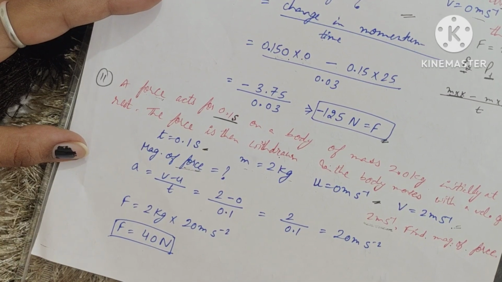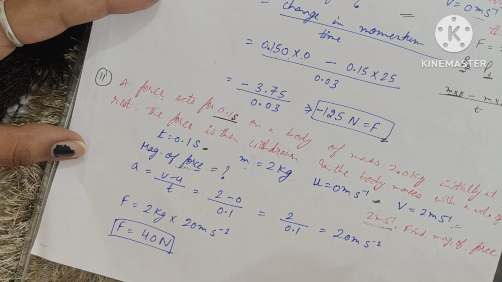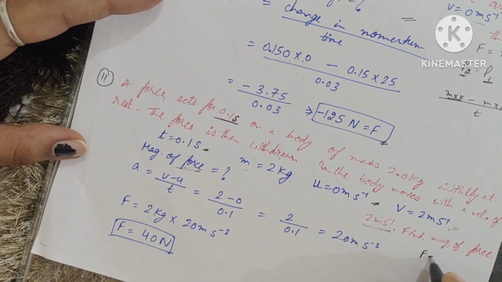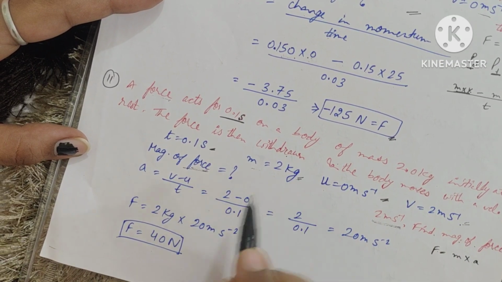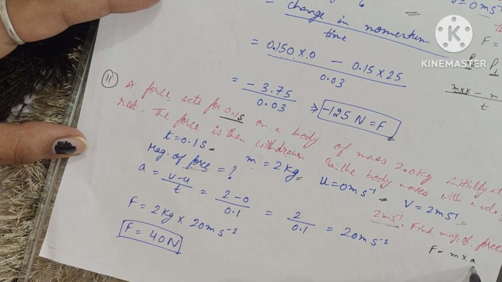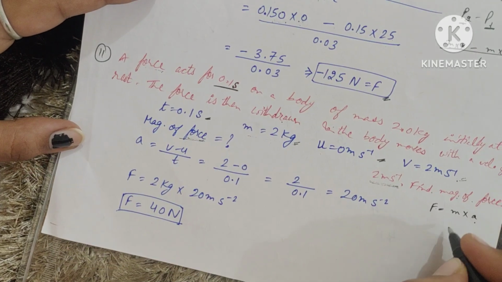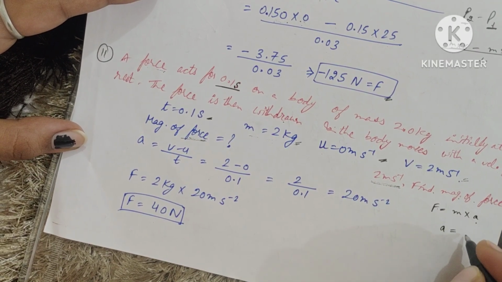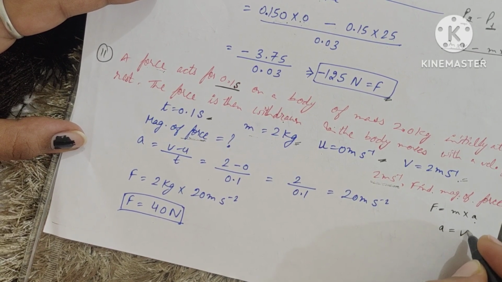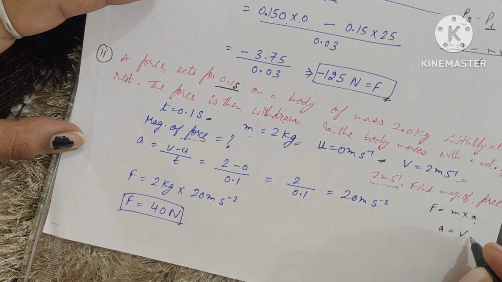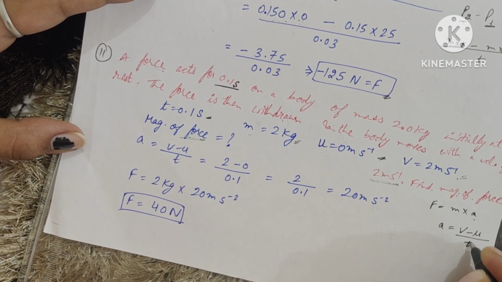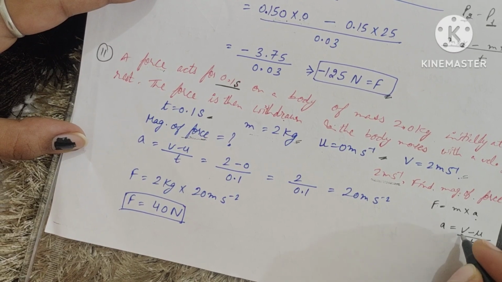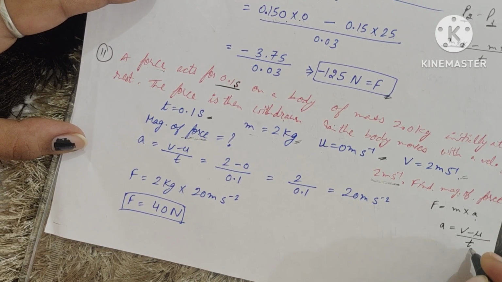magnitude of the force? As I told you earlier, what is the force? Force is equals to mass into acceleration. Mass is already given in this statement. Acceleration we have to find out. How to find the acceleration? The general formula from the last chapter, second chapter, is acceleration is the rate of change of velocity. It is final velocity minus initial velocity divided by t.